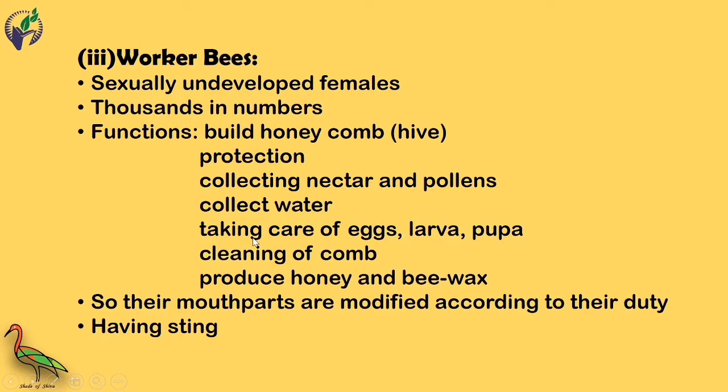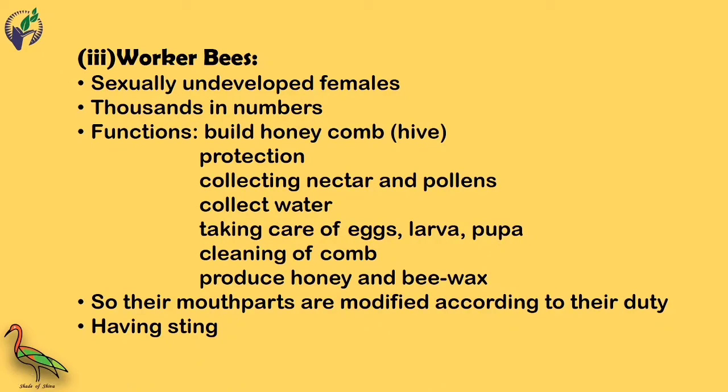What is the function of worker bees? They build the honeycomb or honey hive. The honeycomb is built by the worker bees. Also, their duty is to protect the honey hive. Also they collect nectar and pollen to produce honey and wax. They collect water for cooling the honey hive, and also to reduce the density of honey. They are also taking care of eggs, larvae and pupa.